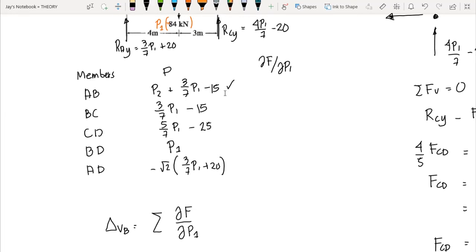And that would give us 3 over 7. Okay, so you review your differential calculus. Now, for this equation, we would have also 3 over 7. For this one, we would have 5 over 7. For this one, we have 1. And lastly, for AD, we have negative 3 square root of 2 over 7. And these are the derivatives of this force equation with respect to P1.